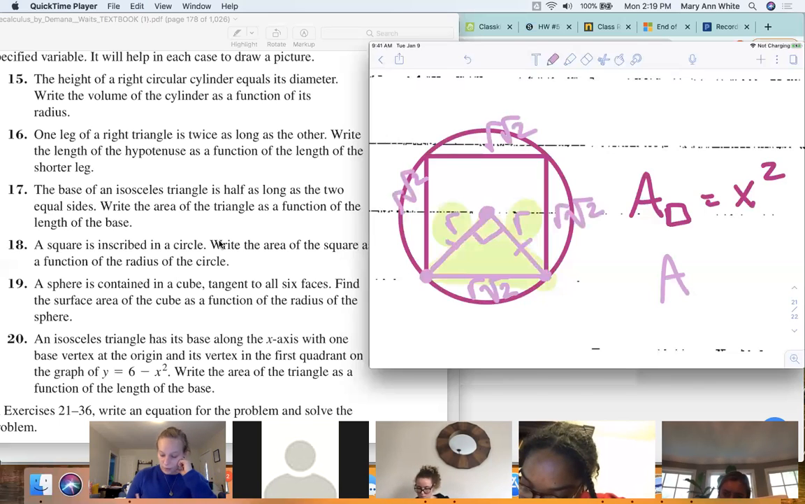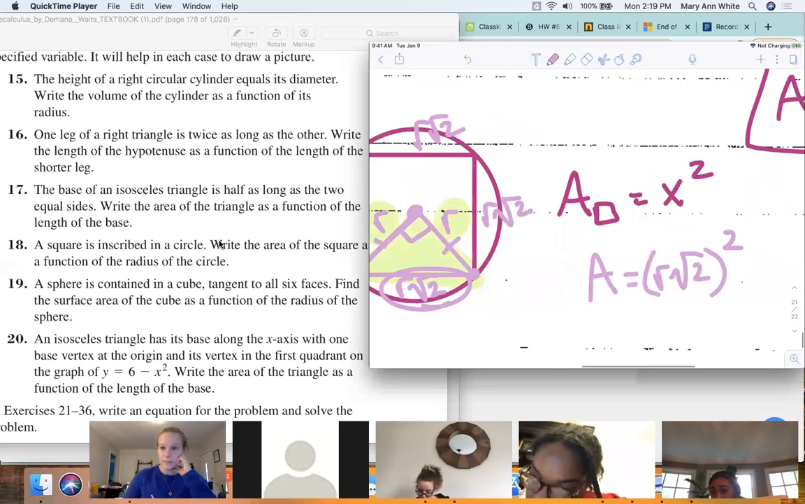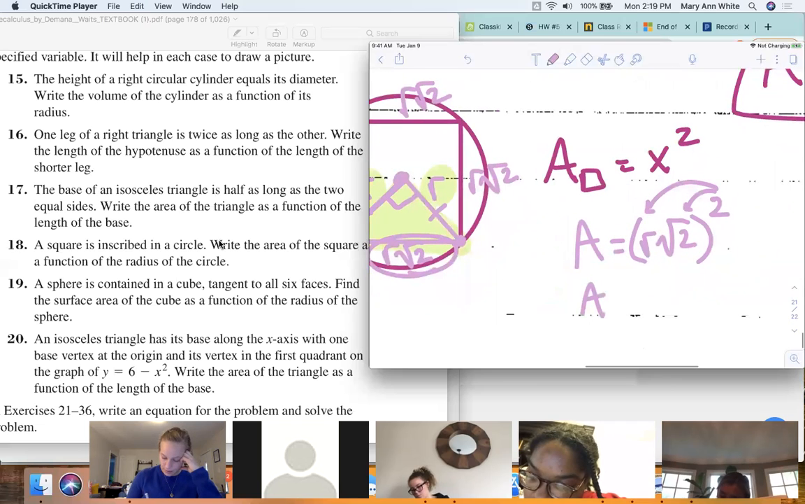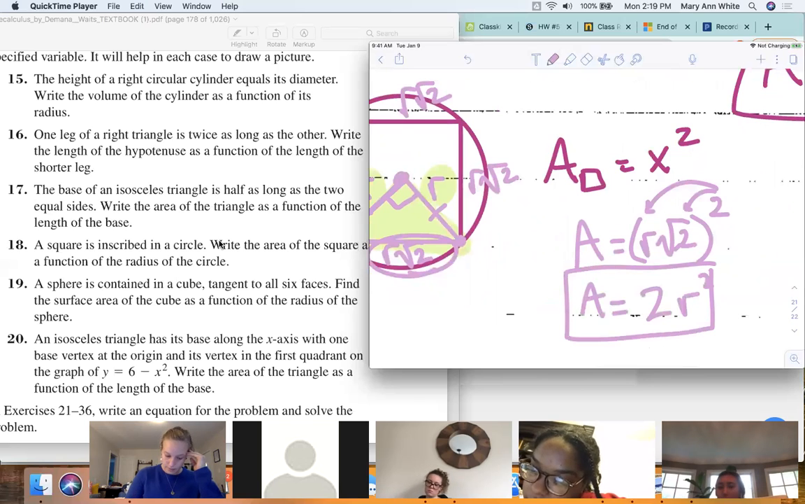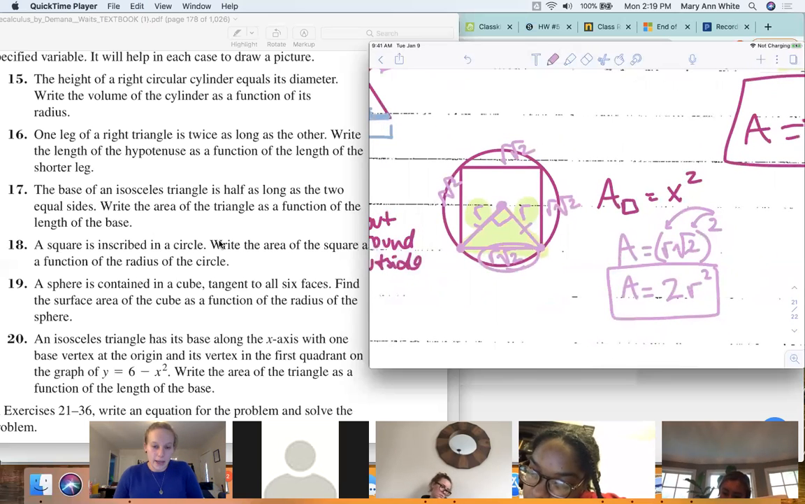So my area of a square is just the side squared. Well, my side is r root 2. So r root 2 squared. We have to square my r and we have to square my root 2. R squared is just r squared. And root 2 squared is the same thing as positive 2, just normal 2. So the area of a square inscribed in a circle is 2 r squared.